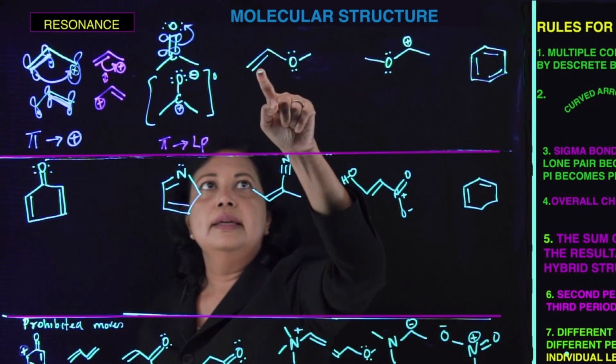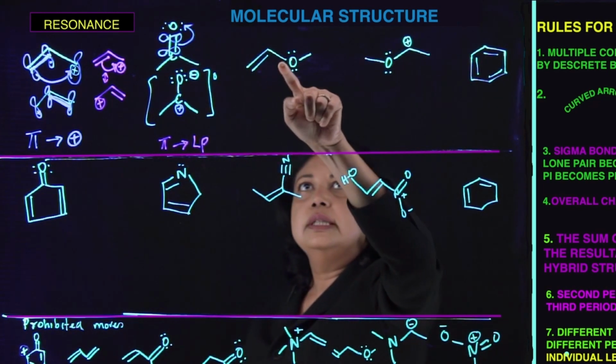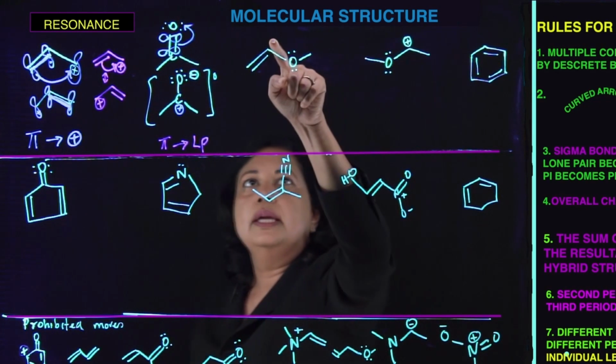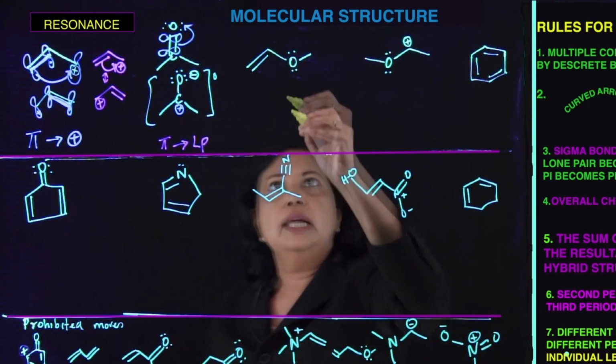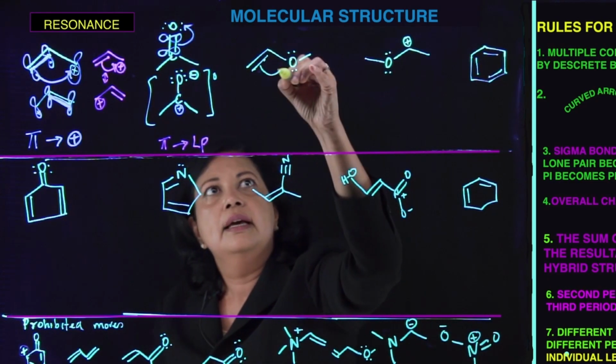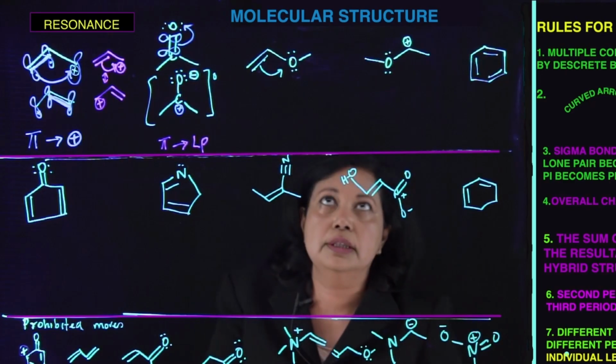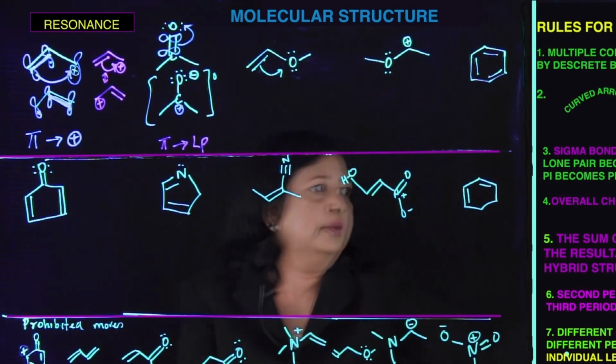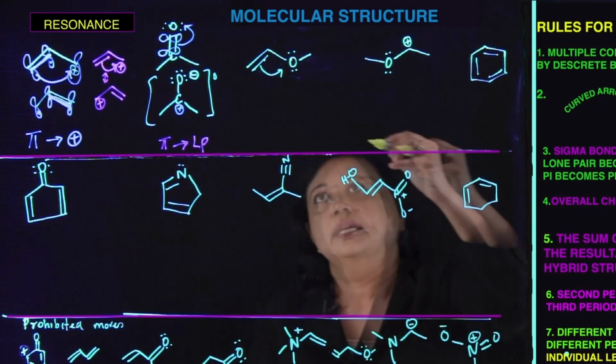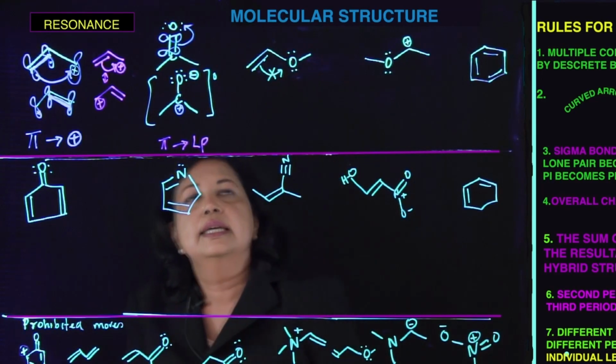Over here, this is another trend, very similar to this, but here you have a lone pair and a pi. So should you push electrons this way or this way? Well, if you try to push electrons like this, there is no space on the oxygen. There's already an octet, and you cannot exceed 8. So you cannot do this.